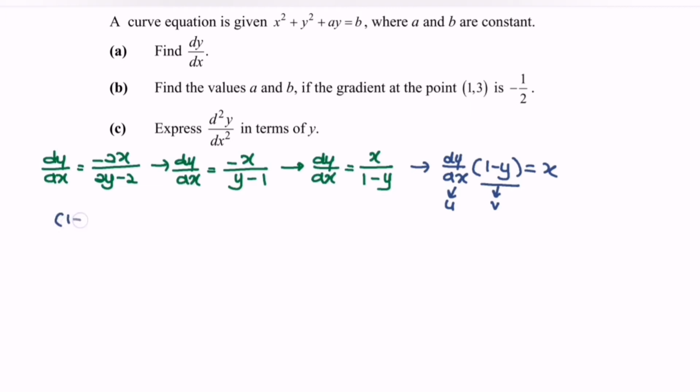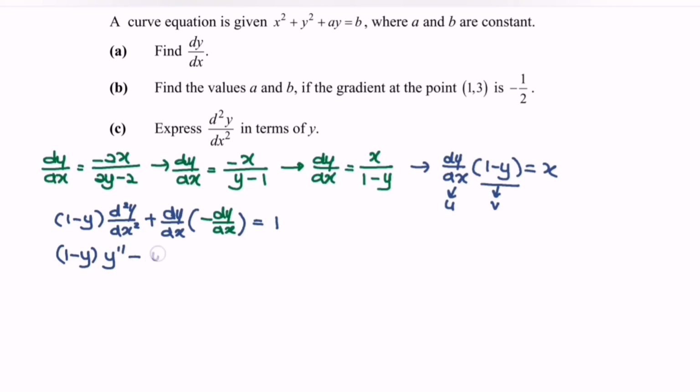We have 1 minus y as v times the derivative of dy/dx, which is the second derivative, plus u, which is dy/dx, times the derivative of v. Differentiating 1 minus y with respect to x gives 0 minus dy/dx. Differentiating x gives 1. Simplifying, (1 minus y) y double prime minus (y prime) squared equals 1.